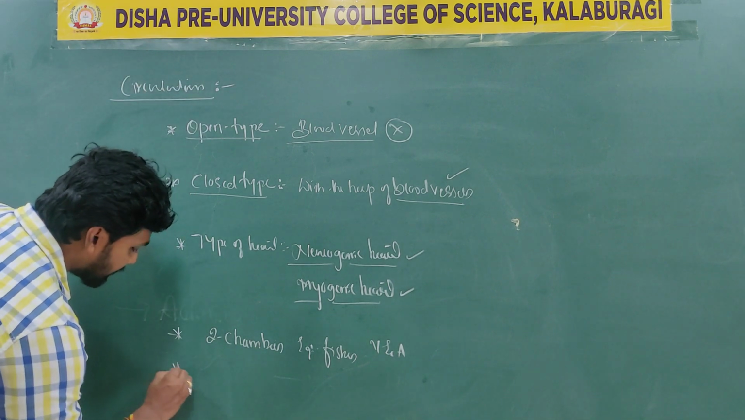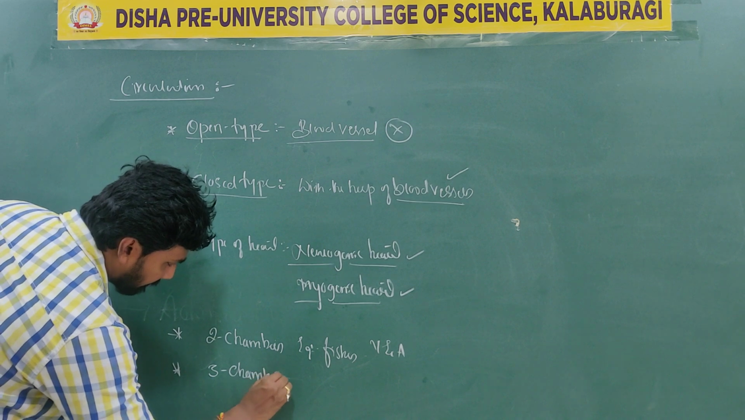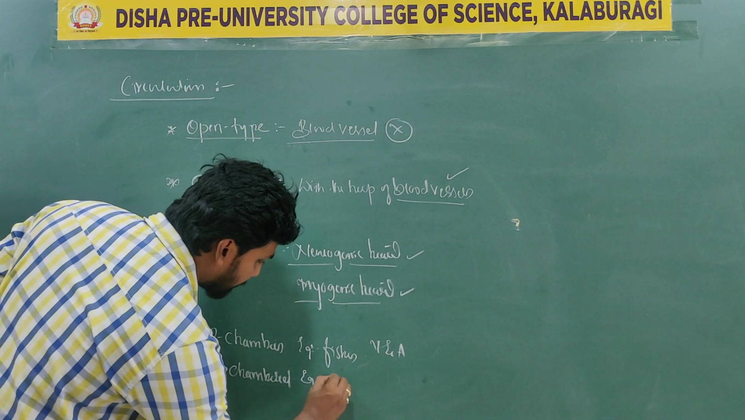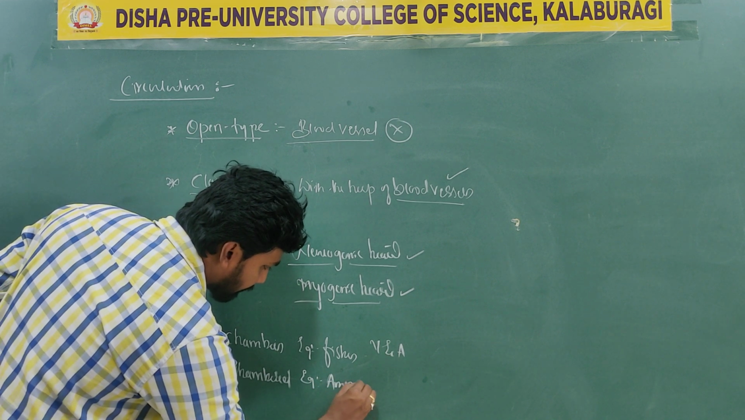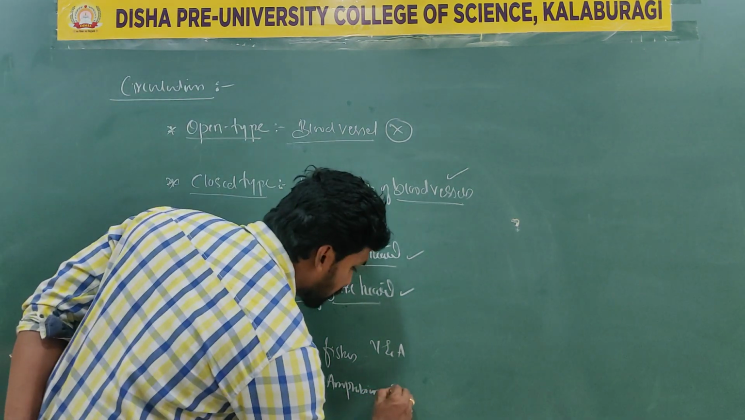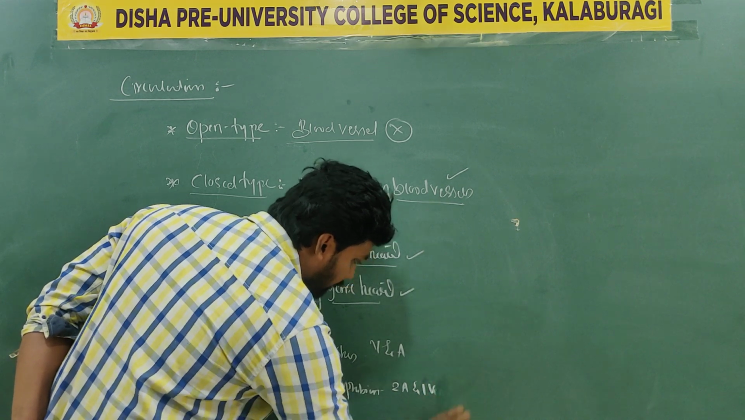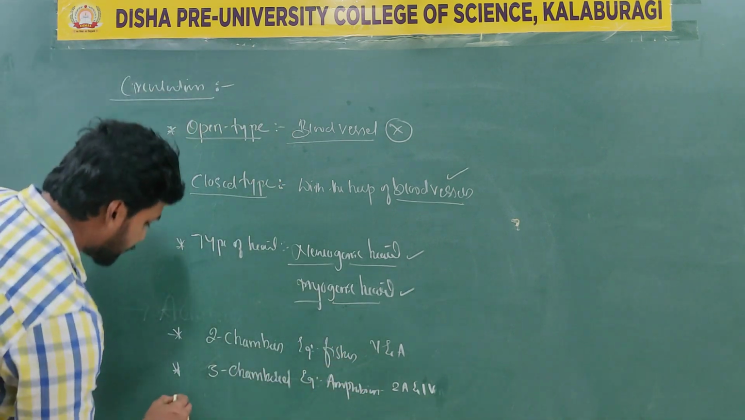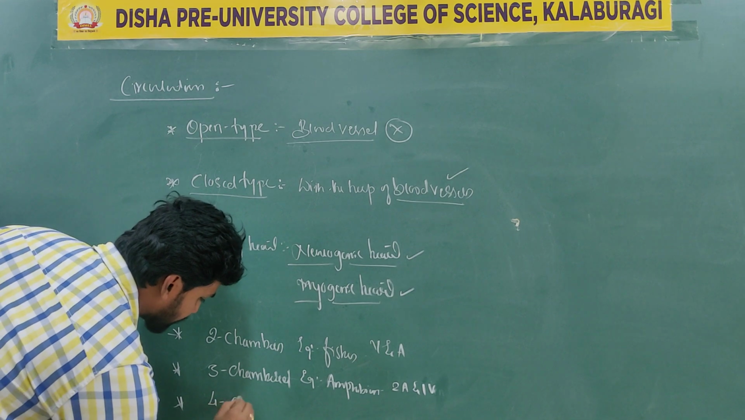And some species have a 3 chamber heart. The best example is amphibians, they show a 3-chamber heart. They have 2 auricles and 1 ventricle. 2 auricles and 1 ventricle. Okay. And some species have 4 chambers.